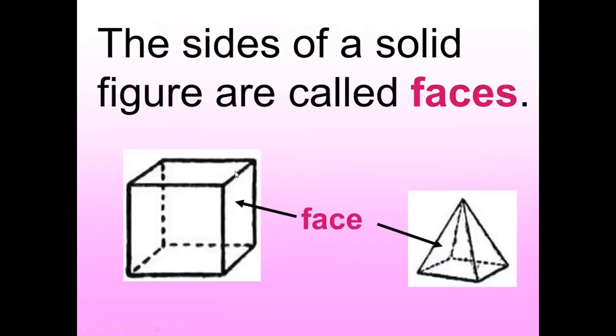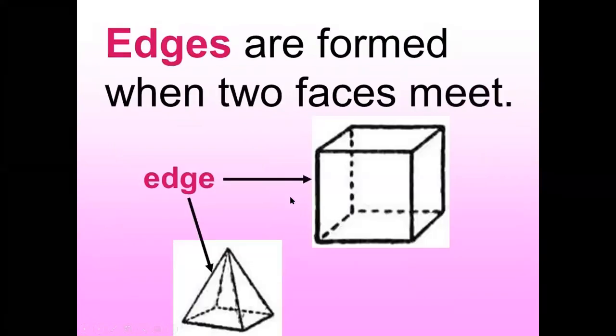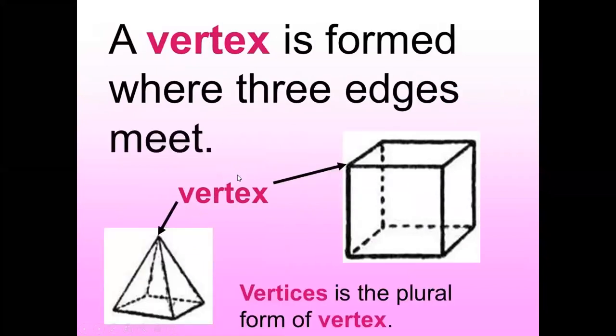Again, this one is called a face. Each side of the solid is called a face. And each line is called an edge. The edge is the line in which two faces intersect. And each point in the corner of the solid is called a vertex. The vertex is formed where three edges meet. The word vertices is the plural of the word vertex.